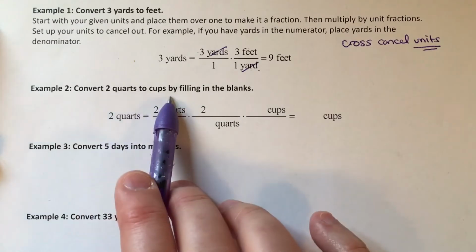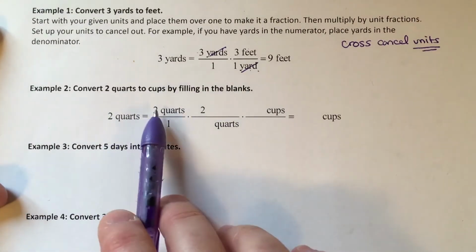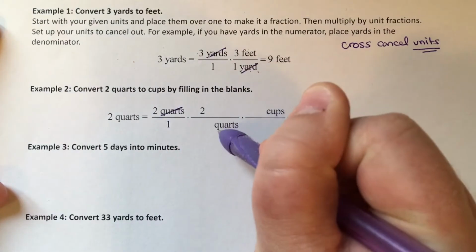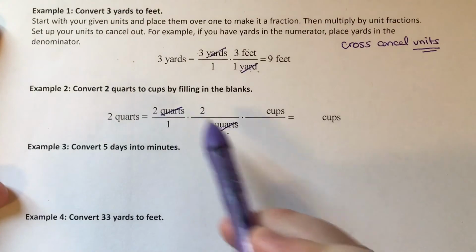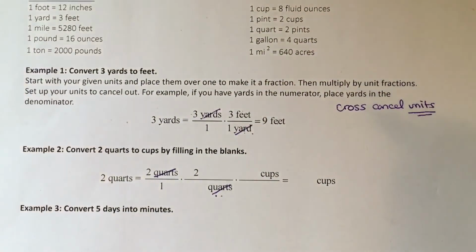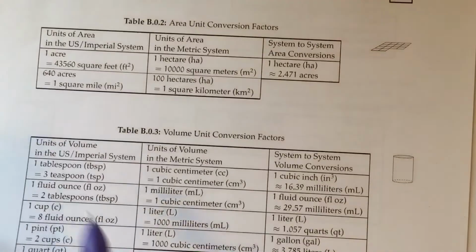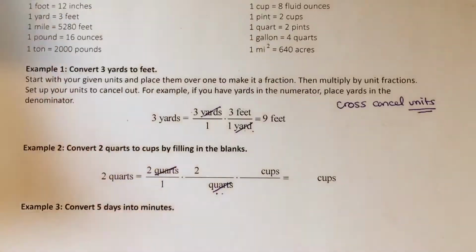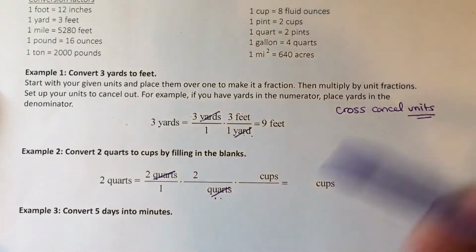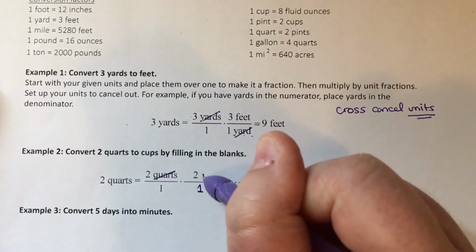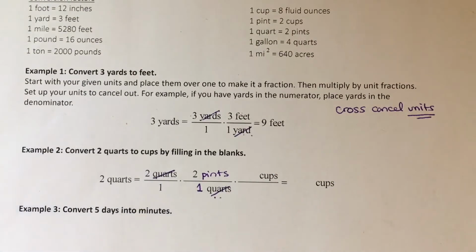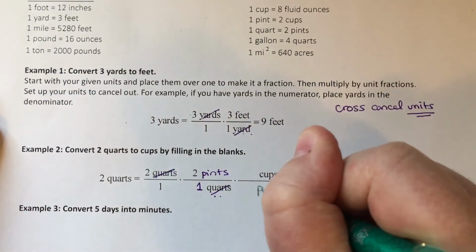Convert 2 quarts to cups by filling in these blanks. We start with just 2 quarts over 1. Then specifically we want to put quarts on the bottom because then those units cancel. I'm going to look up here, or we could use this table, which has things about quarts as well under volume. It says that 1 quart is 2 pints. So I put the 1 with the quarts and 2 must go with pints. But then I don't want to be left with pints, so I need the pints to cancel as well.